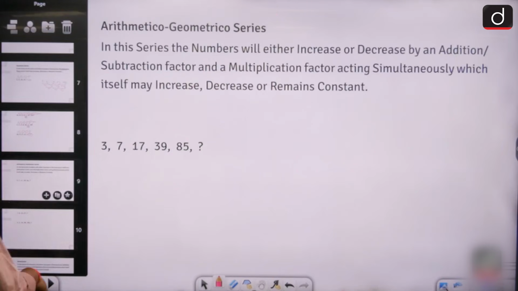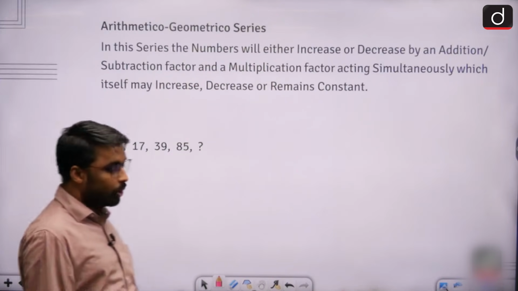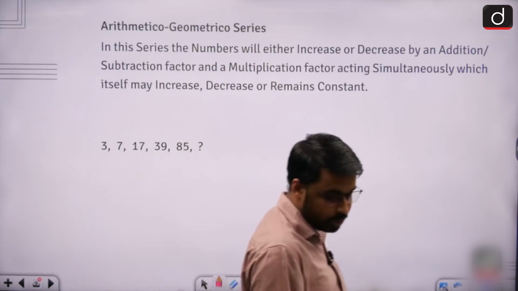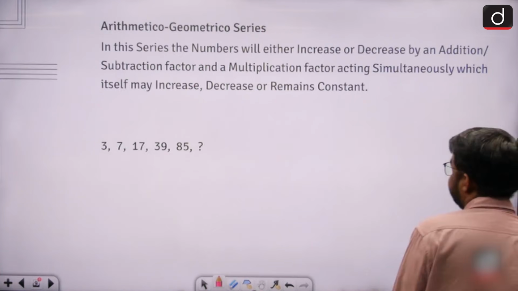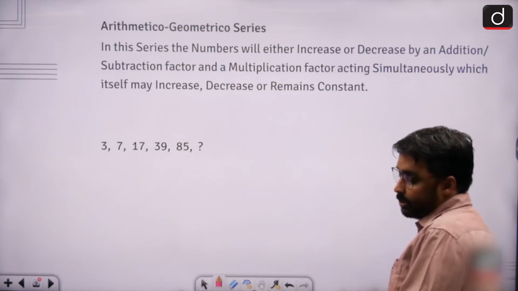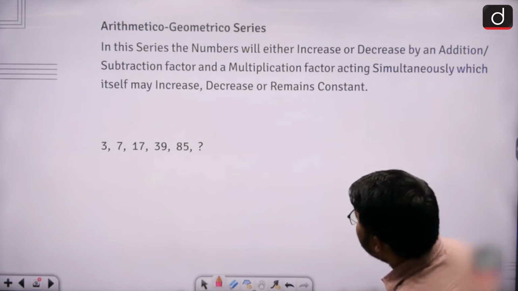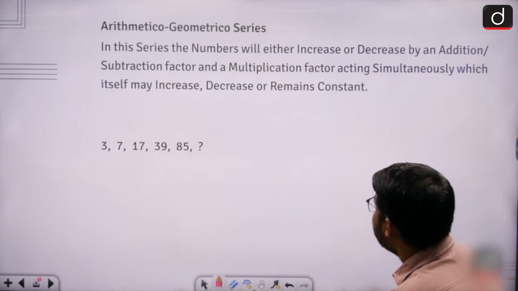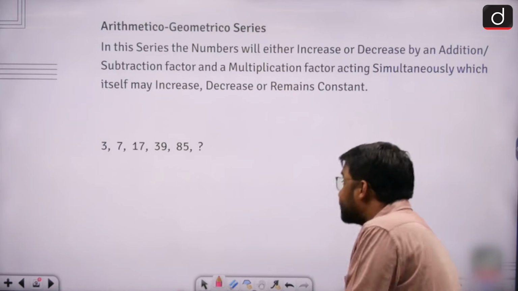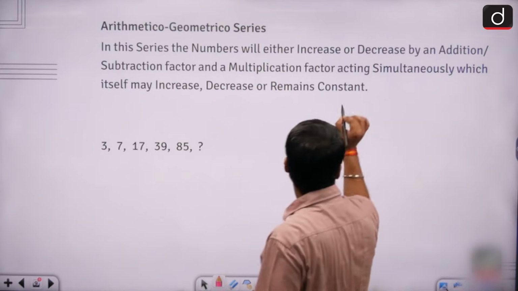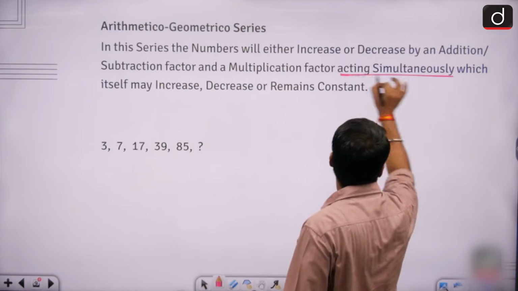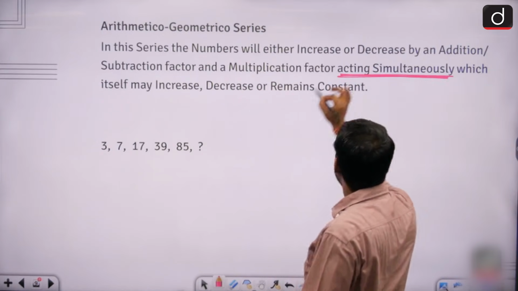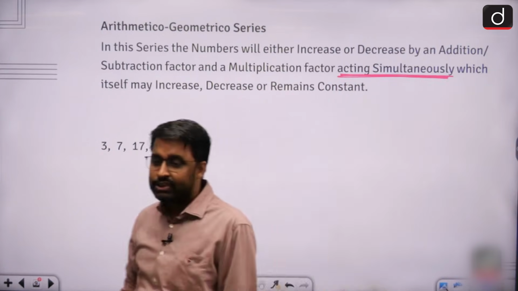After geometric series, let's go to the next concept, that is called arithmetico-geometrico series. Now see, in this series, the numbers will either increase or decrease by an addition or subtraction factor and a multiplication factor acting simultaneously, which itself can increase, decrease or remain constant.